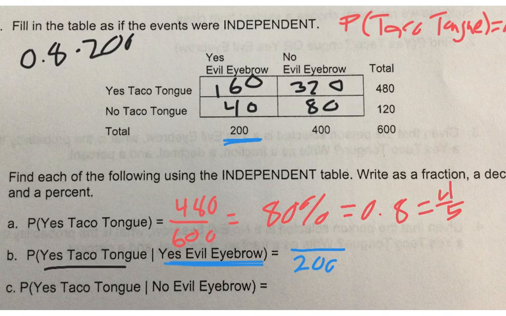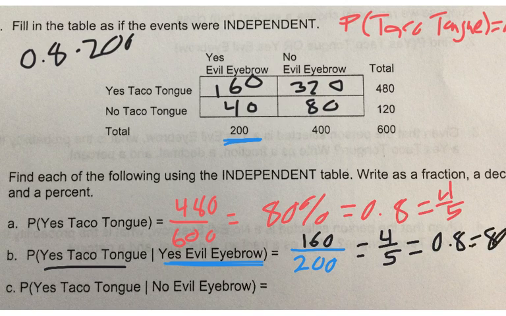I don't even know 200 people. Go look around the school. How many of them are yes taco tongue? 160. Yeah, there's 1,200 students in the school. 160 over 200 is 4/5, which is 0.8, which is 80%. Sorry, getting kind of sloppy at the bottom of the iPad. Hopefully you can read that. I can read it. I've known you for long enough.